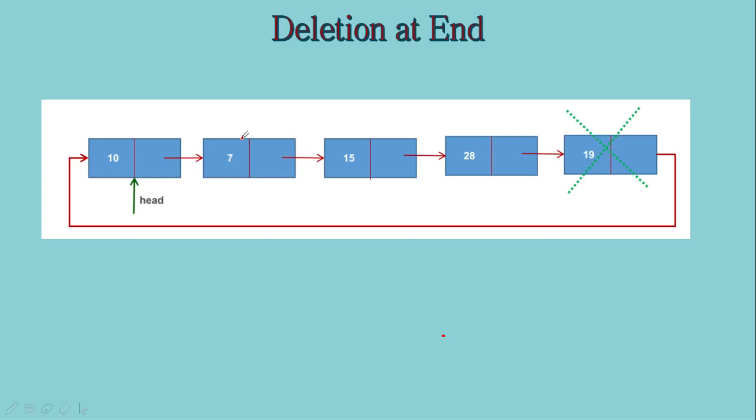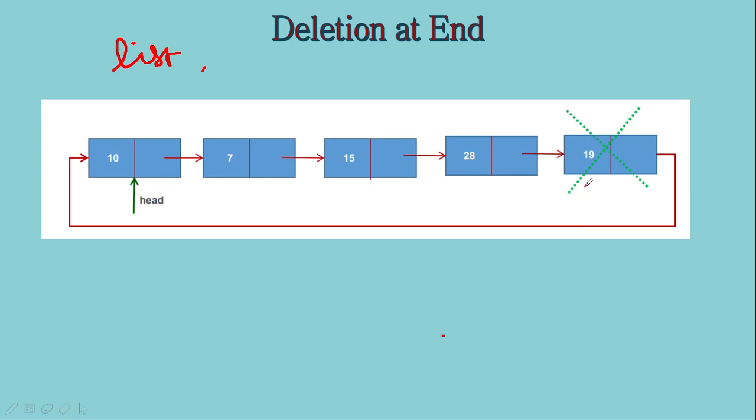Hi everybody, in this video we are going to discuss how we can perform deletion at the end in a circular linked list. The input for the operation will be the list in which we are going to perform deletion, and the function is expected to return the value of the node which we are going to delete. So let us consider a linked list with 5 elements like this.